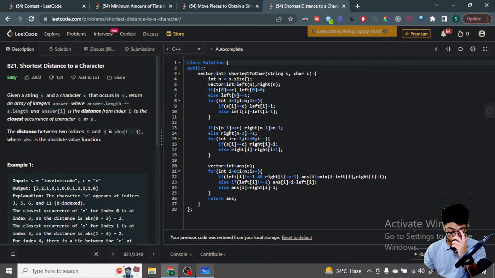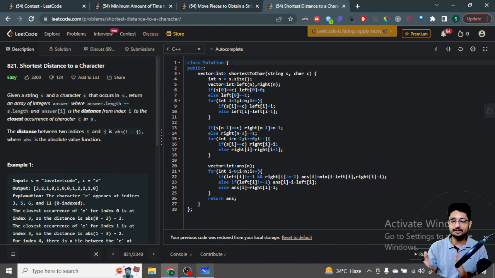So what we have to do is take a vector of left and right to find out the left and right distances of the character C. Then for the first position, if it is already the character, just update the position with 0, since the distance between that character and the character I'm looking for is 0 at this point. Else we'll update it as -1.